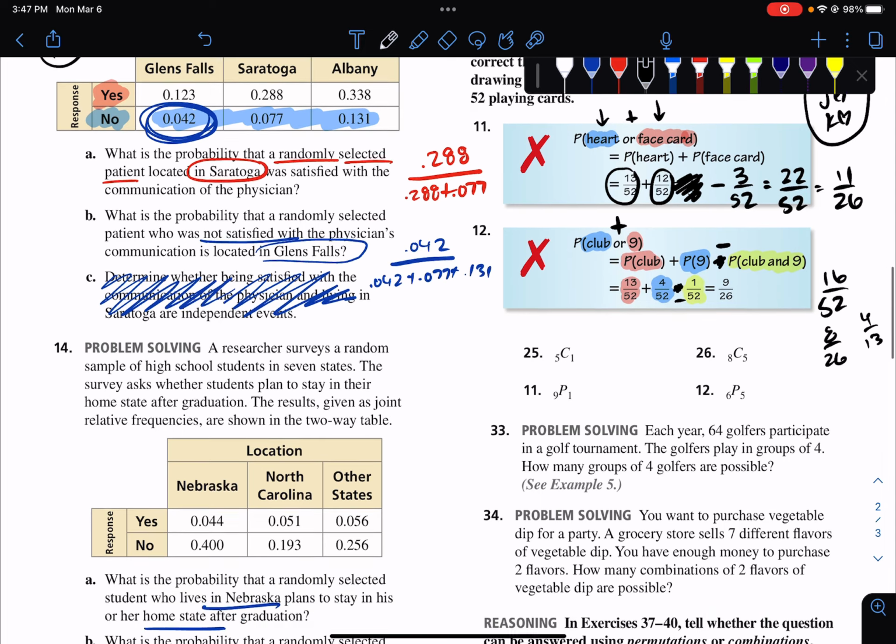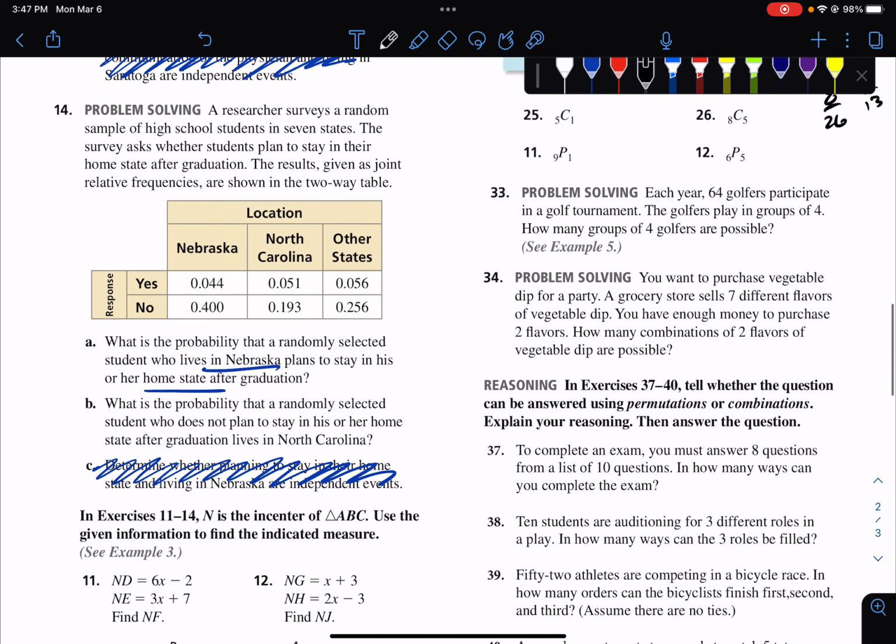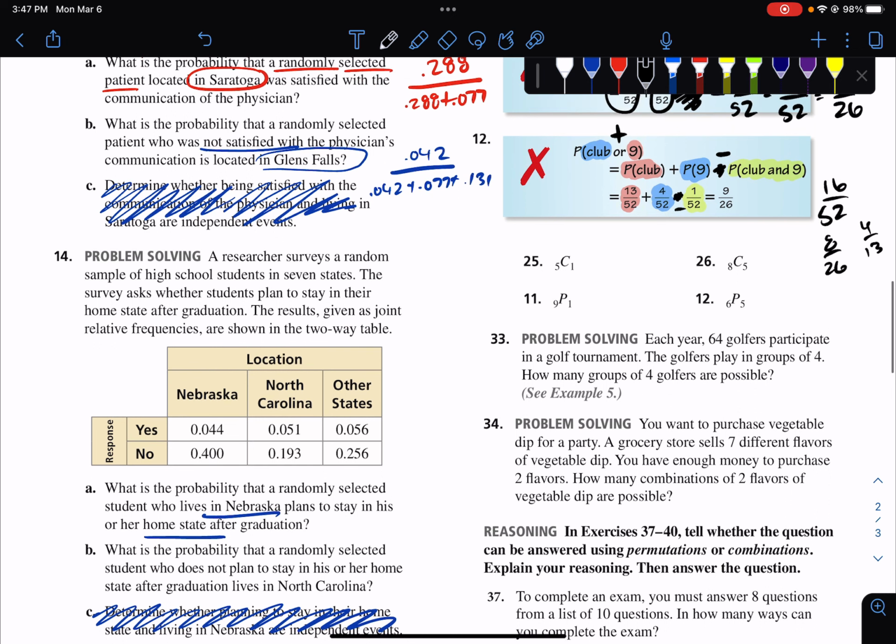All right, 25, do we want to get it? Yeah, let's do this side. 25, 26, 11, and 12. Those are plug it in the calculator questions.